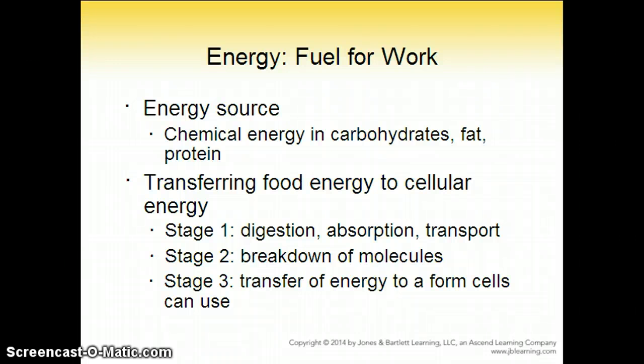Stage 2 is the breakdown of many molecules to a few key metabolites. And stage 3 is to transfer the energy to a form that the cells can use.